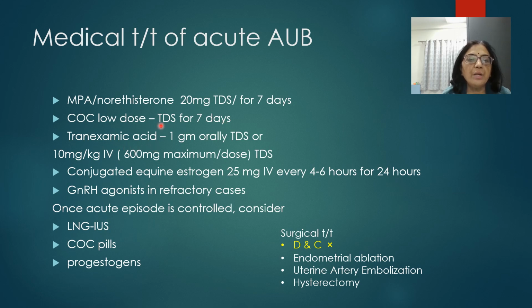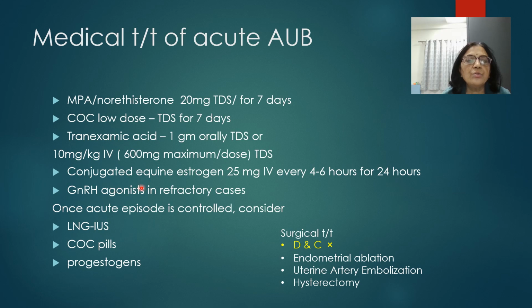Tranexamic acid can be given along with either of these two, 1 gram orally 3 times a day, or we can give 10 milligram per kg intravenously. Remember, 600 milligram is the maximum dose per dose. That means if you are giving it 3 times a day, you can't exceed 600 milligram 3 times a day.